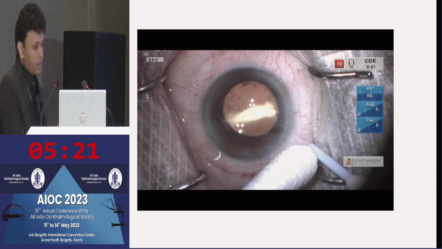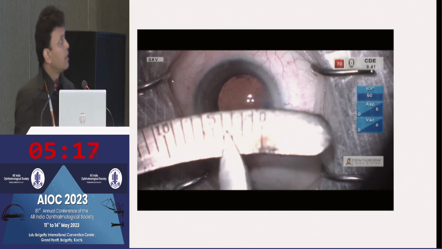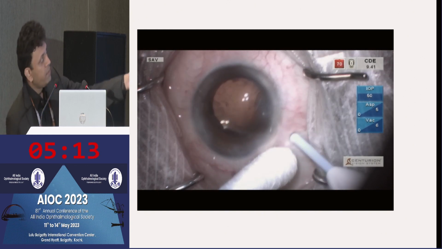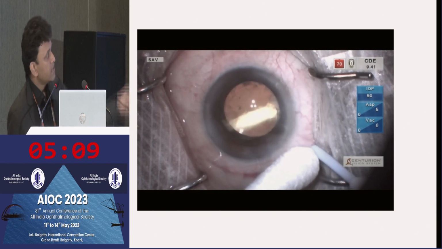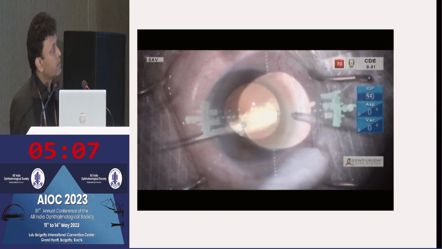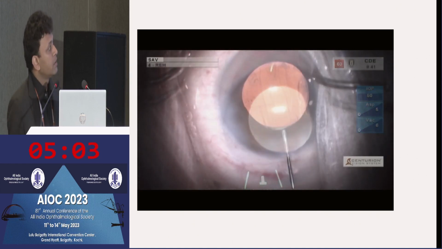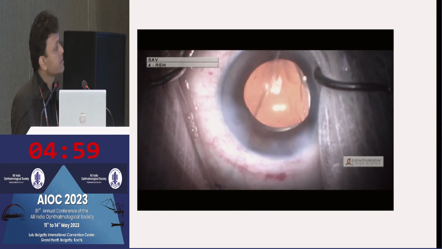The other thing, and if I can just go back for a minute, is that it is generally done 3.5 millimeters from the limbus, and the bevel should be facing downwards. So you will actually see the implant going in, and then you remove the viscoelastic. Everything else just follows as you would for any other cataract surgery.